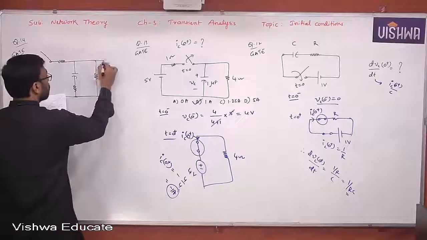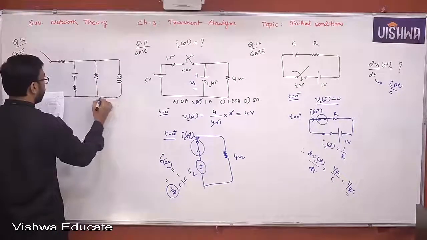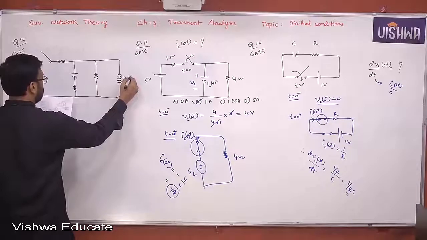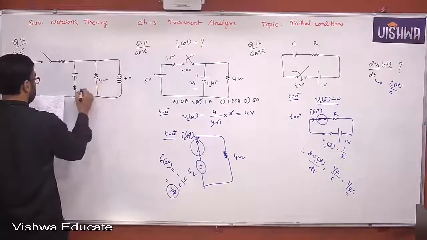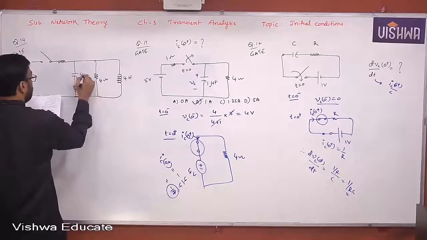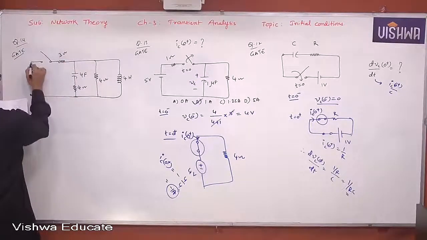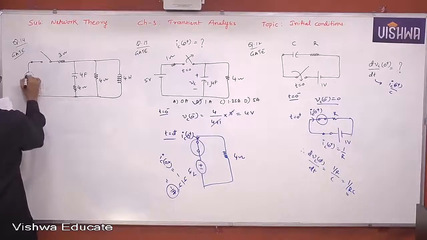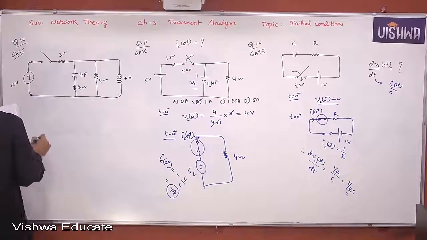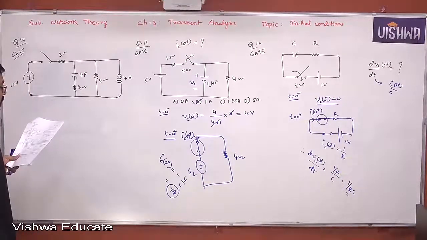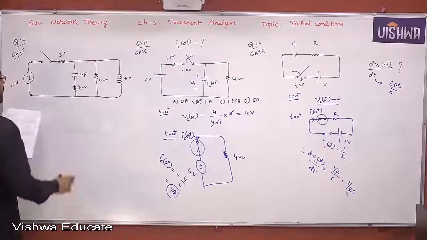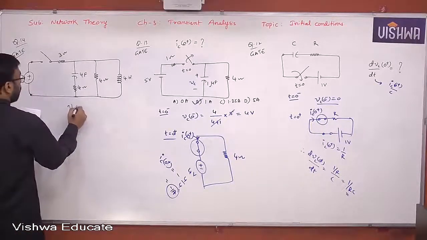You got the circuit given like this. 3 ohm, and this is 10 volt. Okay. So what is asked in the circuit shown below: the switch S is closed at time t equal to 0. The voltage across the inductor at t equal to 0 plus, VL of 0 plus, is asked.